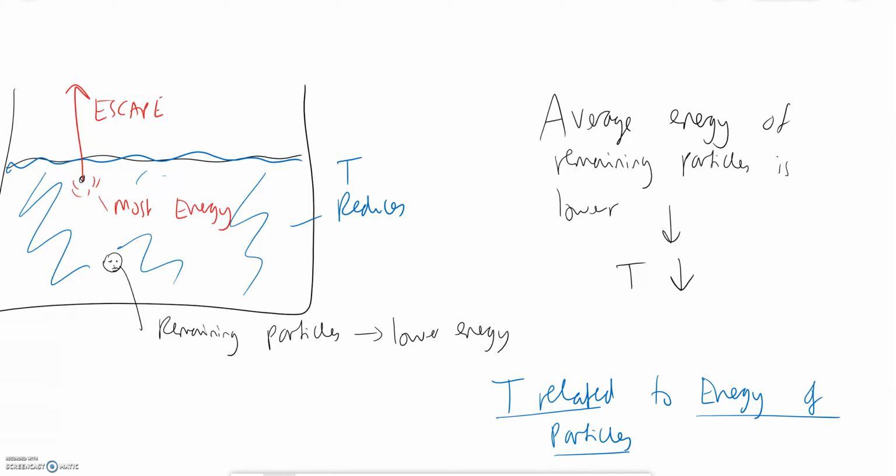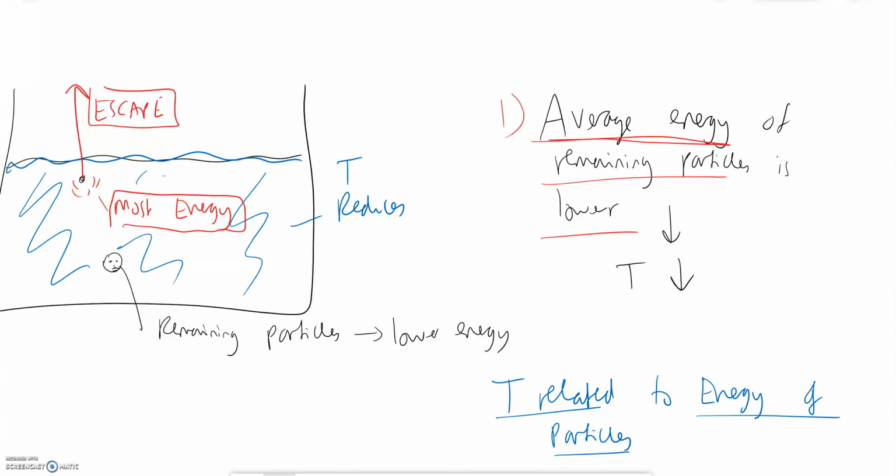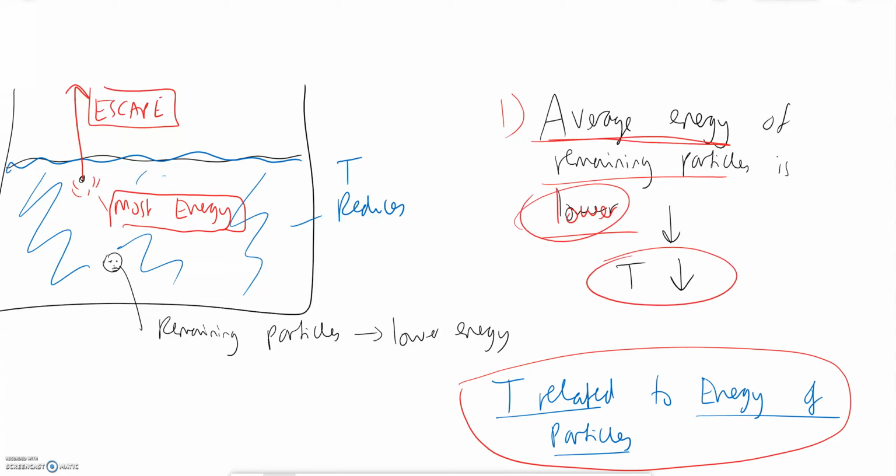In evaporation, the most energetic ones are the ones that escape. Therefore, the average energy of the remaining particles is lower, is reduced, and that is because the faster ones are escaping. Given that energy is related to temperature, as we said down here, well, if the average energy is reduced, then the temperature of the remaining liquid is going to go down. So when things evaporate, the actual temperature of the water left behind reduces.